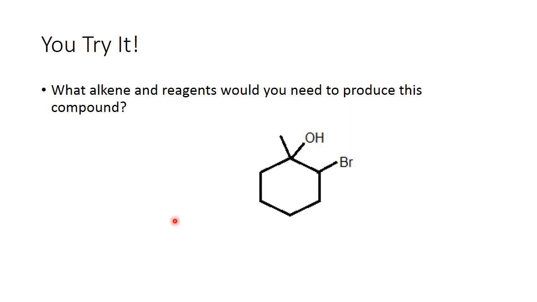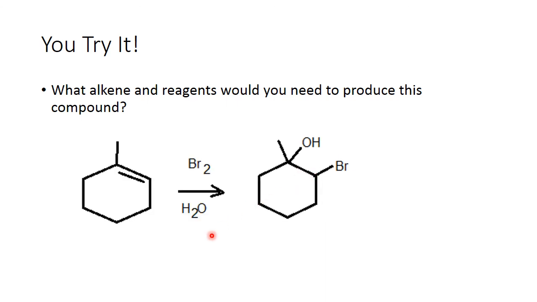What alkene and what reagents would you need to produce this compound? Well, to do this, you would look and see the hydroxyl group is on this carbon and on that bromine. That means I would have to have had my double bond here. The reagents that I would need would be bromine and water. Notice the bromine went to the less substituted carbon and the hydroxyl on the more substituted carbon.